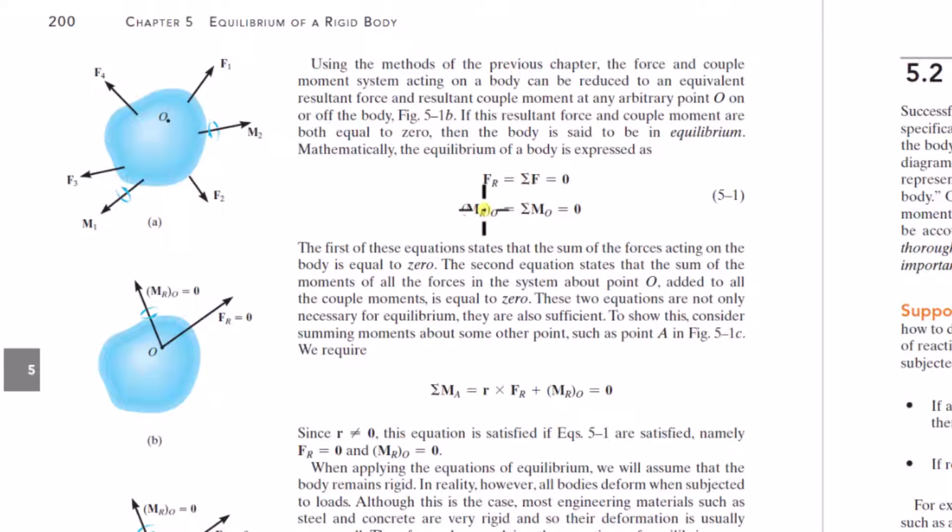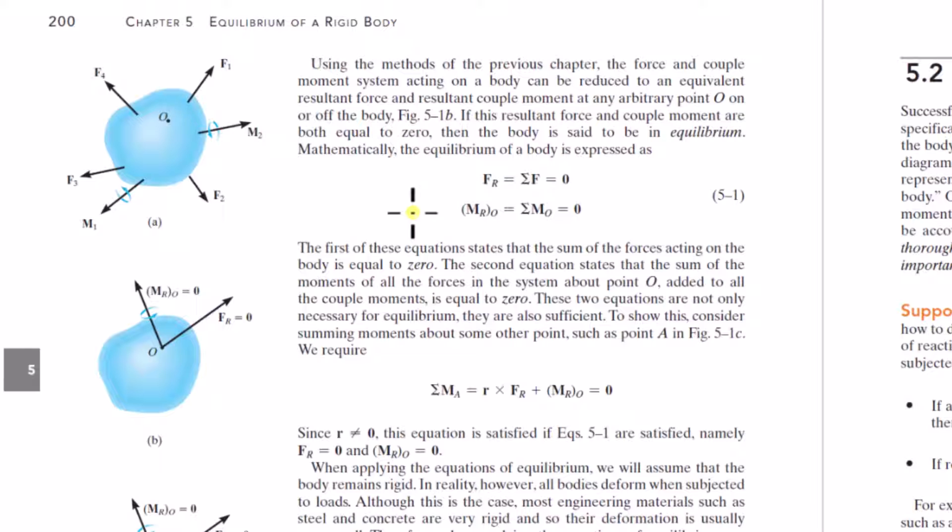That's how you simplify a force system and also couple moment system, external force and external couple moment system, down to just a single force and couple moment at a point. And what it's saying is a body is in equilibrium if that resultant force is equal to 0 and that resultant couple moment is equal to 0. That's what the equilibrium of a rigid body is. This is in general 3D. This is the general idea of what equilibrium of a rigid body is.